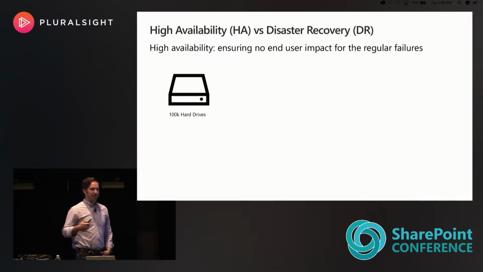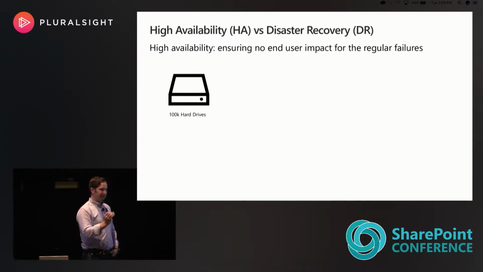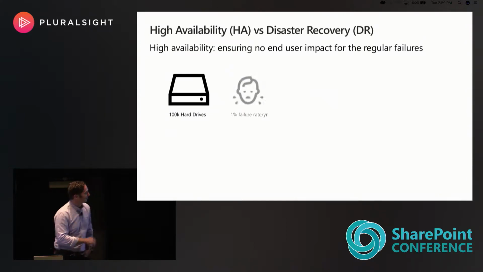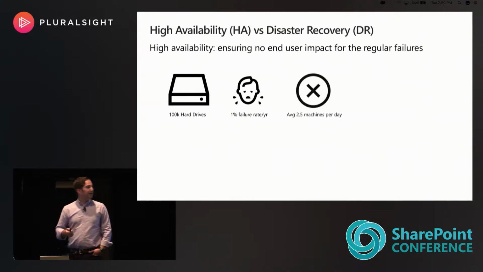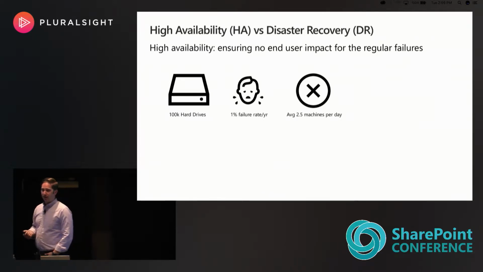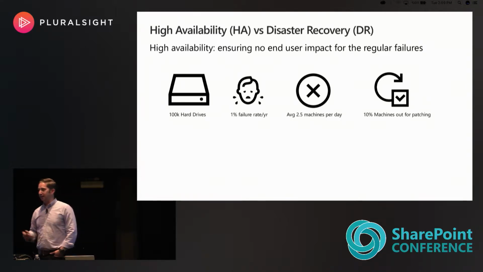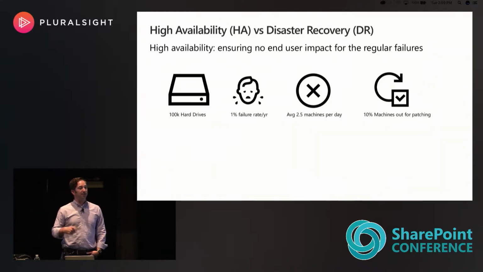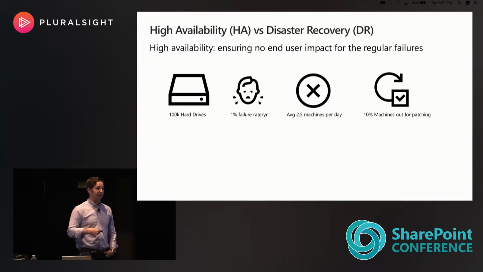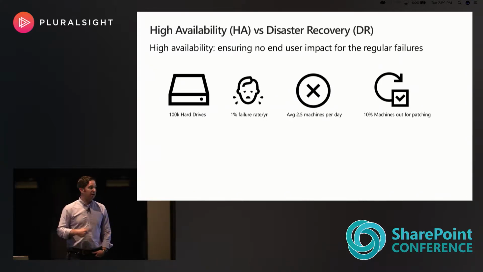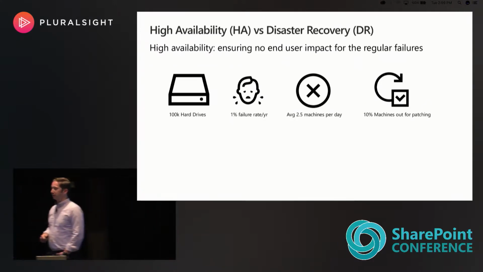And just a quick example of what I mean by that so that we understand where the line is. If you have 100,000 hard drives, we have a lot more than that, but if you only had 100,000, 1% failure rate is a totally reasonable failure rate to expect. And that means, on average, you're going to lose 2.5 machines per day. Now, we also, in our service, take patching very, very seriously. We want to make sure we're always up to date. We take 10% of our fleet out during business hours, and as much as 25% of our fleet are getting patched in off business hours. The result is a whole lot of machines out of rotation, and some failures are going to be thrown into the mix.